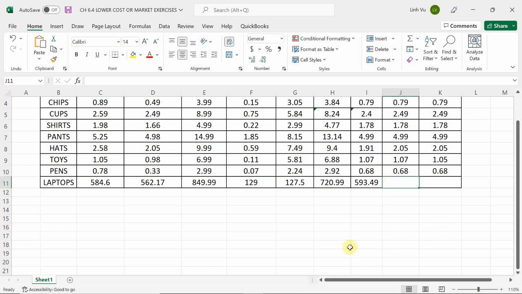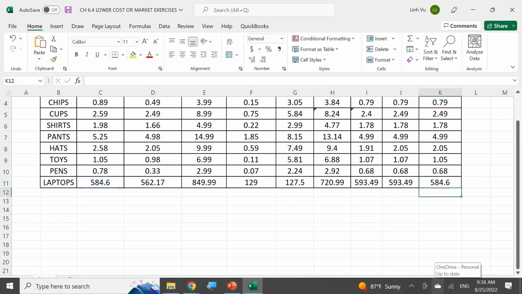Which one's in the middle? 593 is in the middle. So therefore, which one's lower? My original cost at $584.60 or my market at $593.49? 584, your original cost.